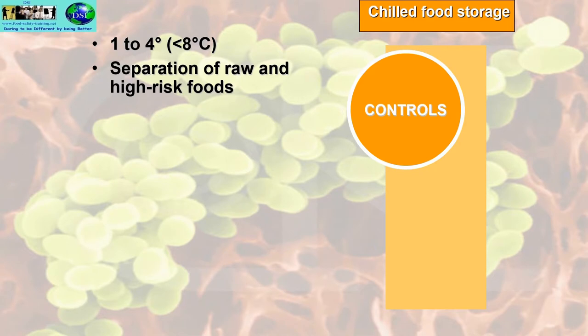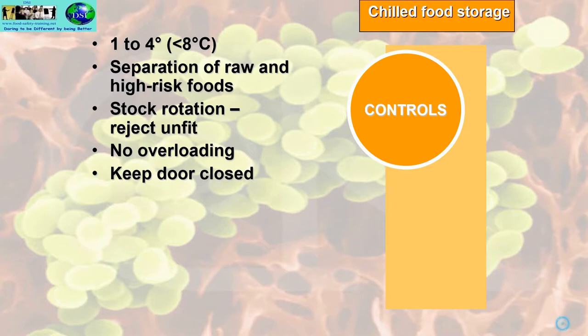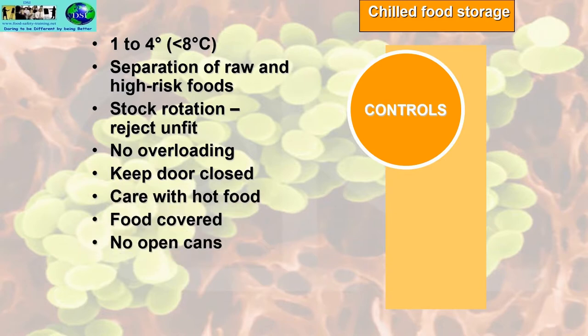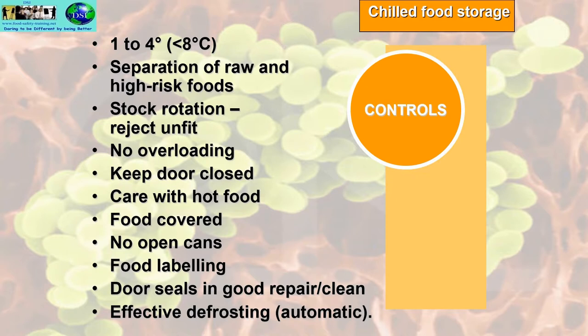Separation of raw and high-risk foods. Stock rotation, reject unfit food. No overloading. Keep door closed, care with hot food, food covered, no open cans. Any cans must be poured into food safe containers. Food labelling, door seals in good repair and clean, and effective defrosting, preferably automatic.